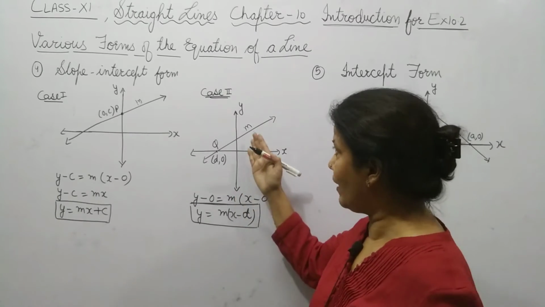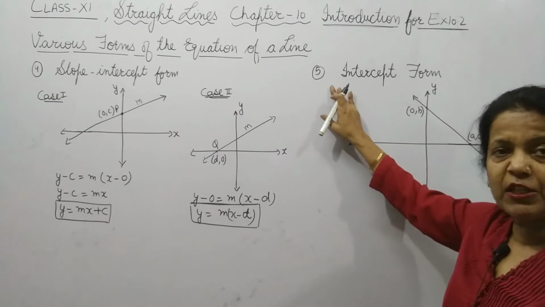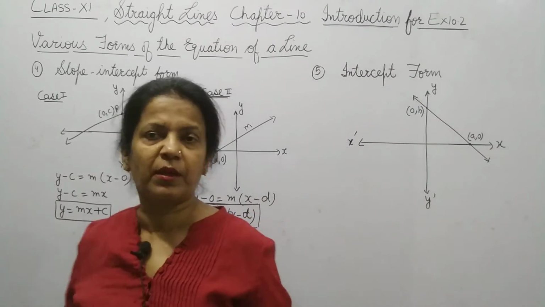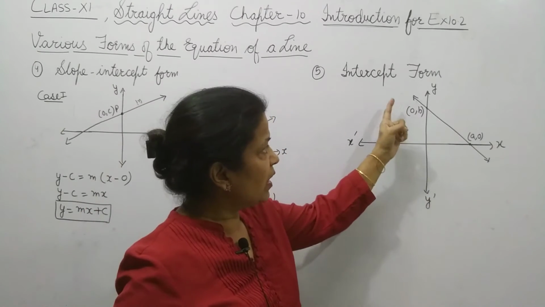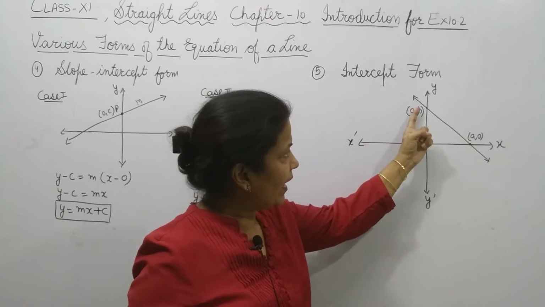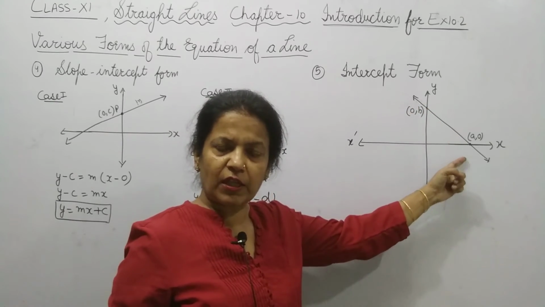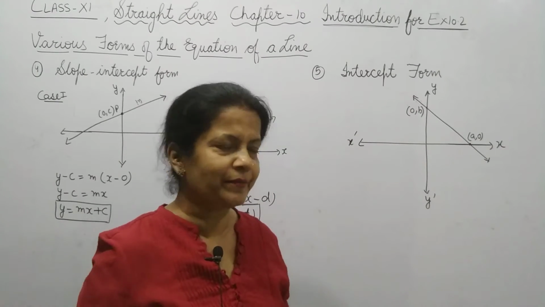Having slope as m. Okay. Now, next case. Next case is intercept form. Intercept form, if a given line intercepts both the x-axis and y-axis, then what will be the equation of the line?